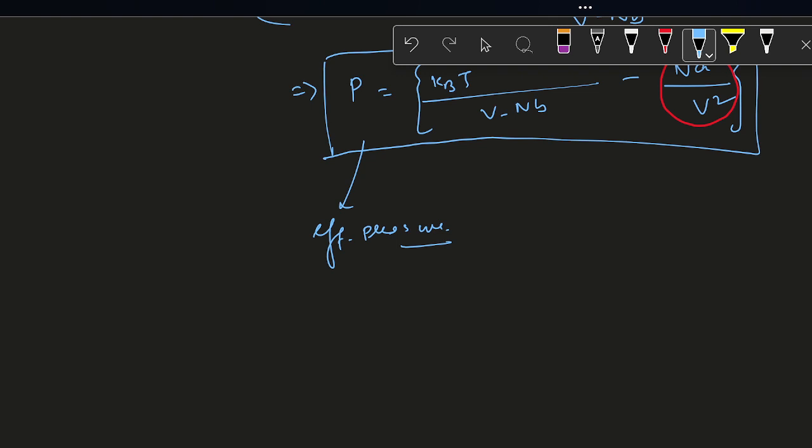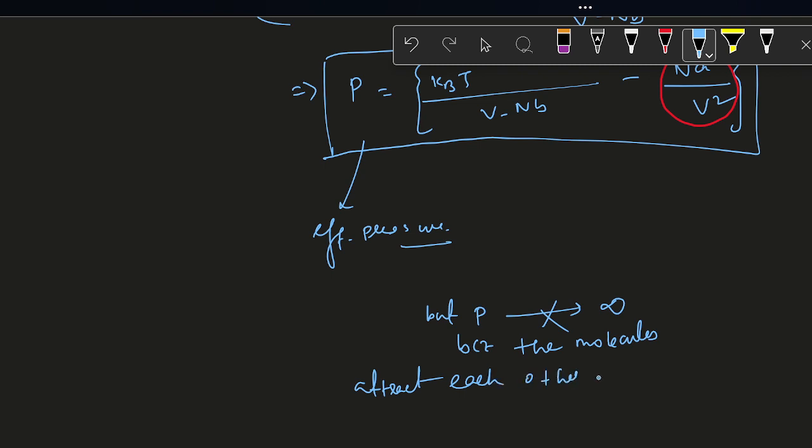But this actually does not happen when the gas molecules already have some interactive force acting between them. This pressure rise does not happen. Instead, the pressure actually decreases, because the molecules attract each other. As they come closer together, the attractive force becomes stronger.